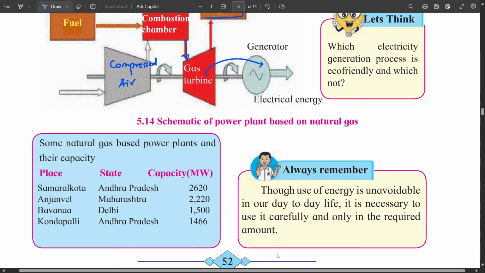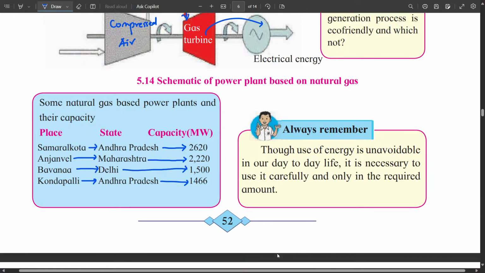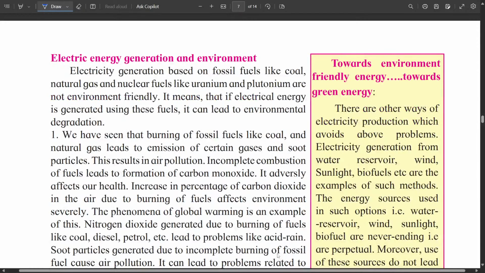Some natural gas based power plants and their capacities are as follows. Samalkot in Andhra Pradesh 2620 megawatt, Anjanvel in Maharashtra 2220 megawatt, then Bawana in Delhi 1500 megawatt, then Kondapalli in Andhra Pradesh 1466 megawatt. Electric energy generation and environment.